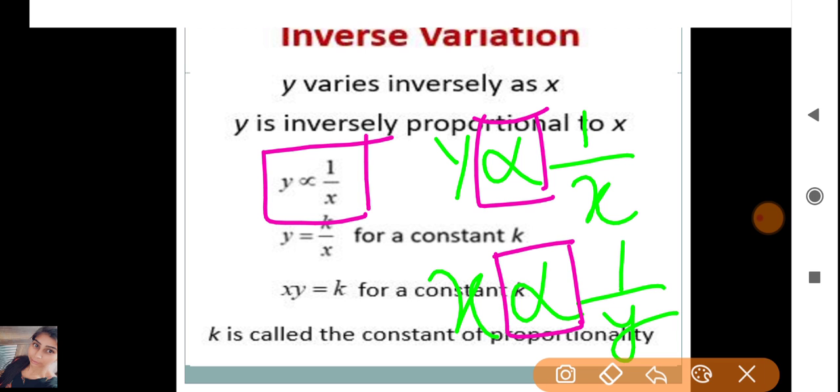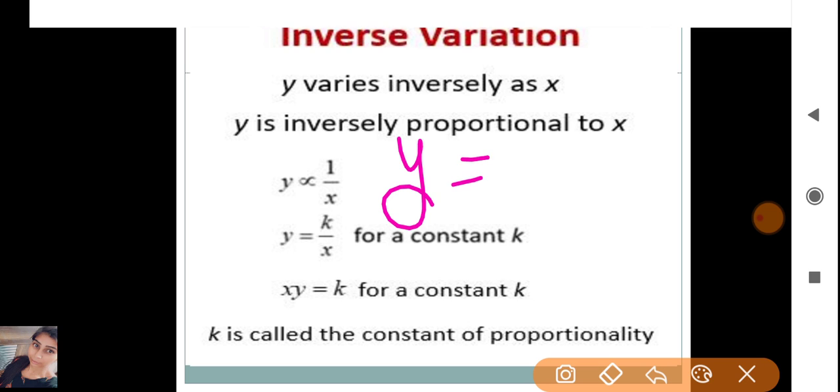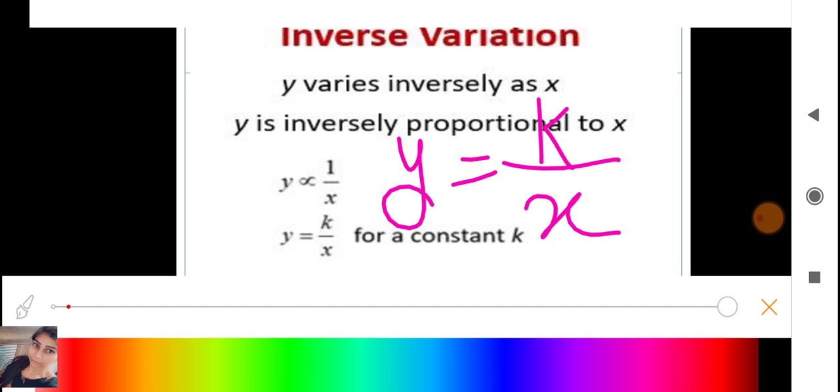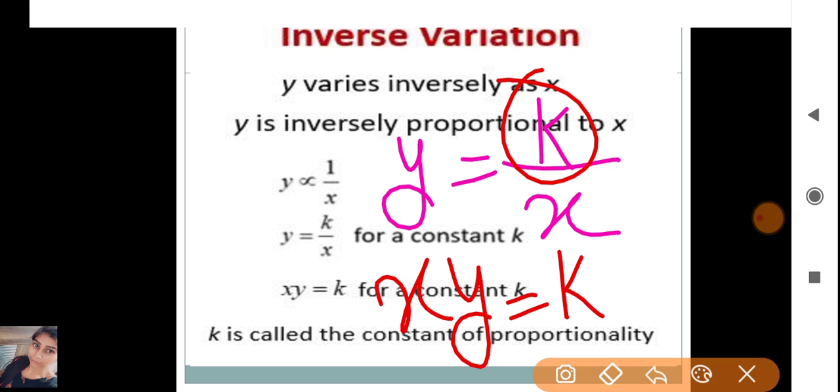When we remove the sign of proportionality, we write equals to, and multiply by some quantity. Let us take that quantity as k. This k is nothing but the proportionality constant here. So we can see that x by y is equal to k, where k is the constant of proportionality. That means when two quantities are inversely proportional to each other, x multiplied by y, the product of both quantities, will be the same.